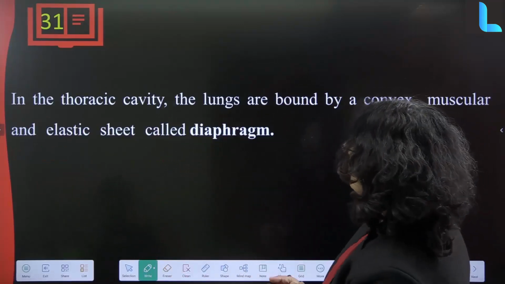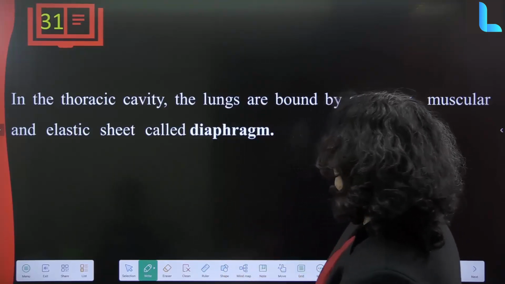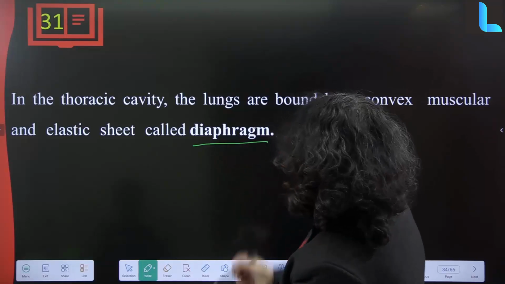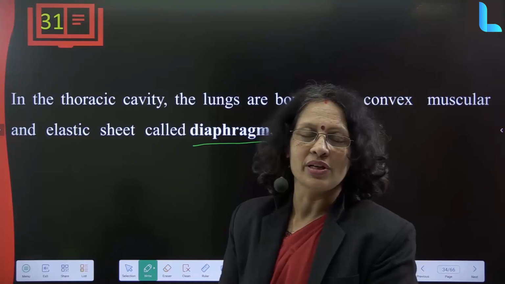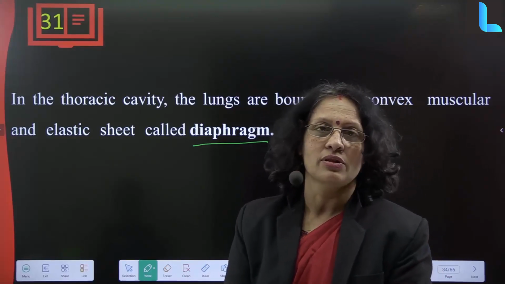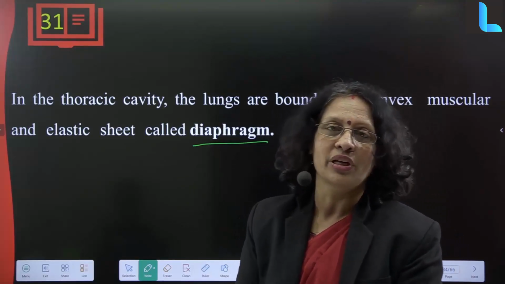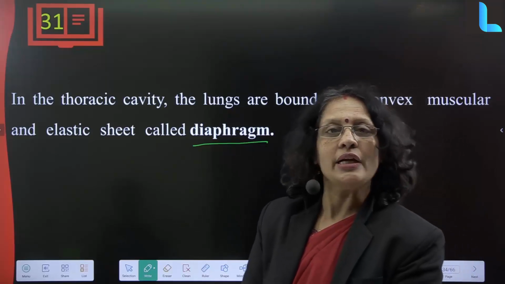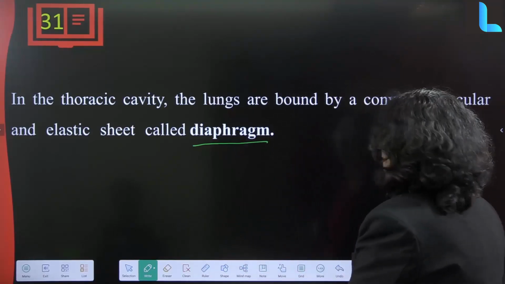Then in the thoracic cavity, the lungs are bound by convex, muscular and elastic sheets. They are called the diaphragm, okay. So the role of the diaphragm is very important in respiration, as is the rib cage. The rib cage is security for the soft organs like the heart and lungs, which are protected by it. Below that there is a diaphragm which plays a very important role in respiration.